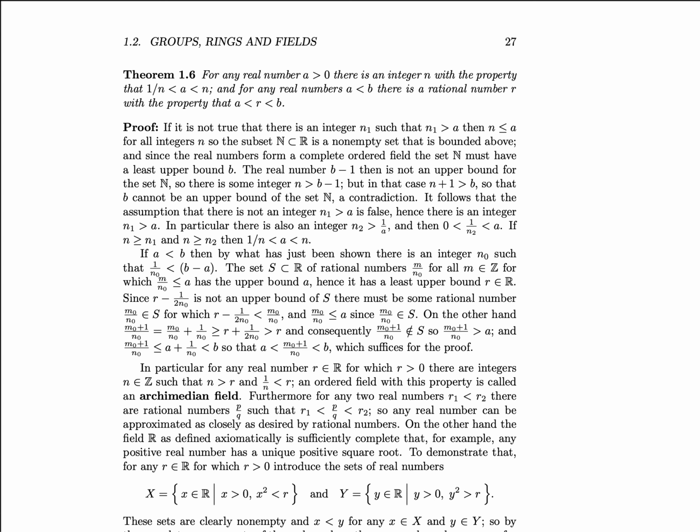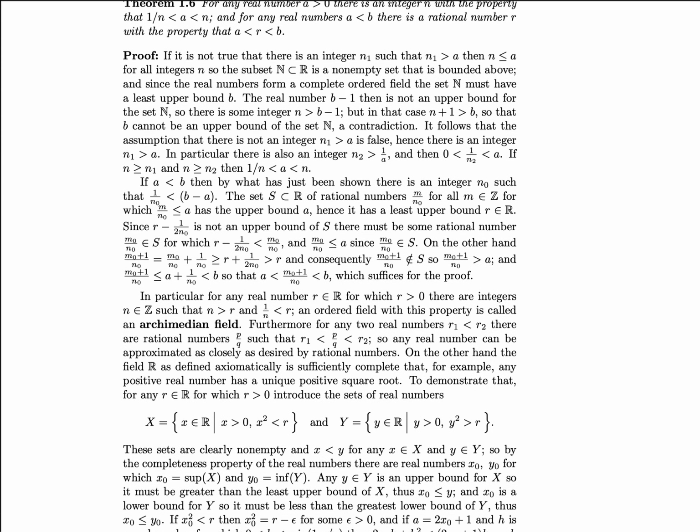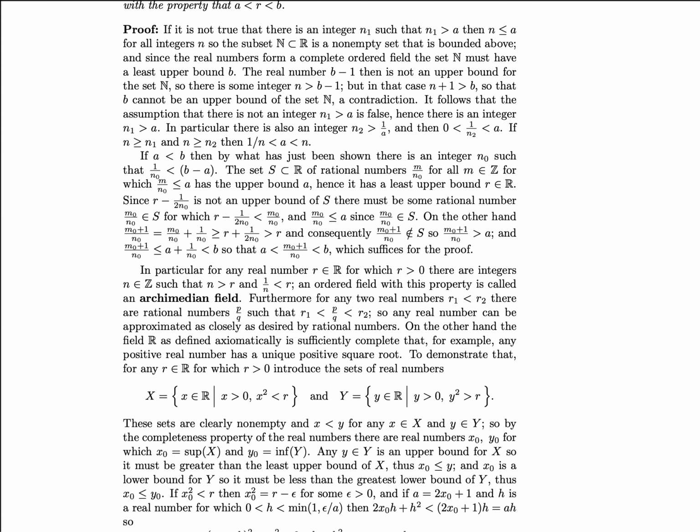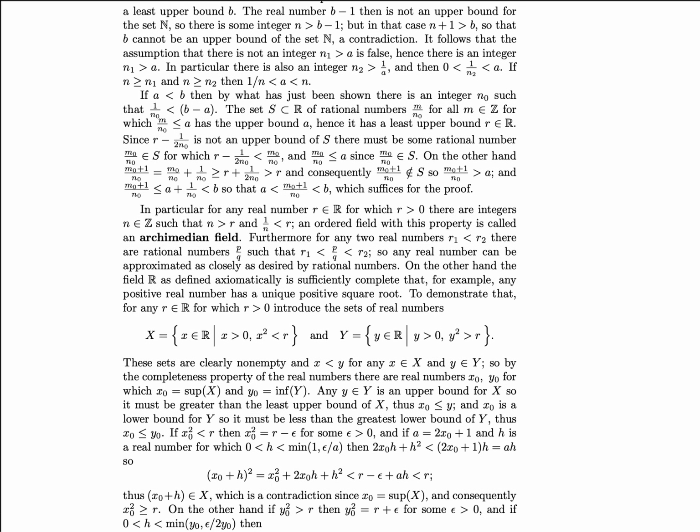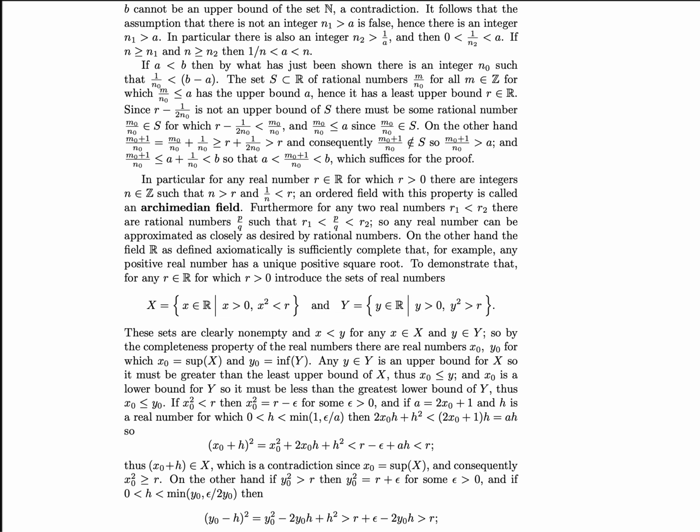Furthermore, for any two real numbers r1 and r2, there are rational numbers p over q such that r1 is less than p over q is less than r2. So any real number can be approximated as closely as desired by rational numbers. On the other hand, the field R as defined axiomatically is complete, in that, as an example, any positive real number has a unique positive square root. We will now demonstrate this.